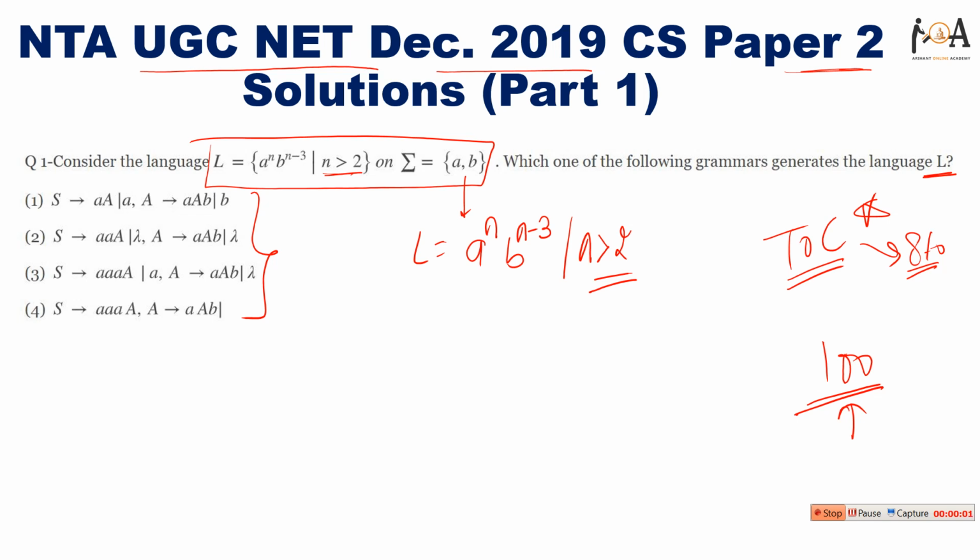Guys, very warm welcome to Arihant Online Academy, and here in this session I will explain the complete paper of UGC NET December 2019 for computer science. These questions were asked in 2019's paper 2 for computer science, and guys, it is part 1 of the video.